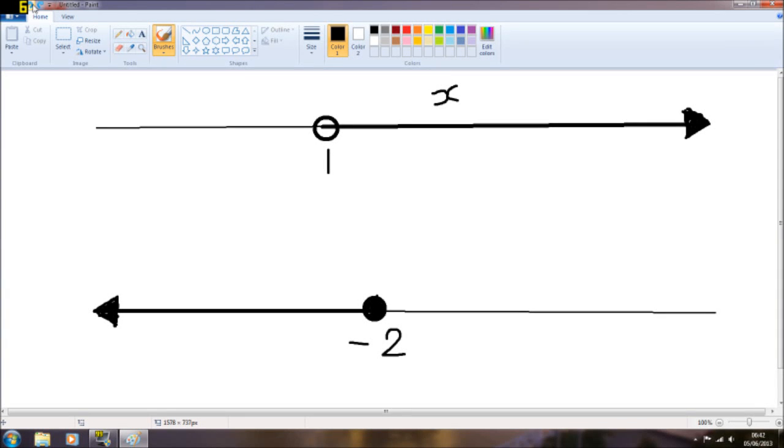Hey guys, today I'm gonna be showing you a tutorial on inequalities and regions. So here we have a line. This line represents what x can be.